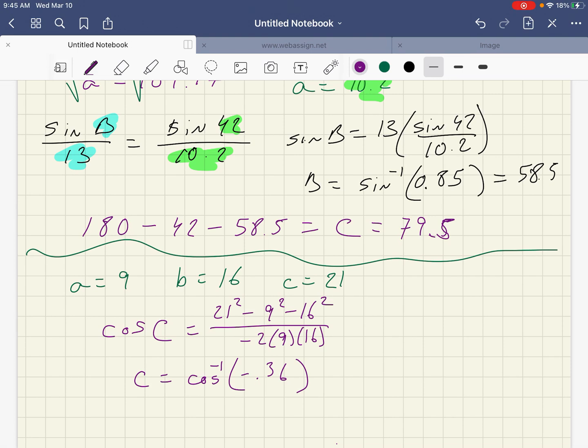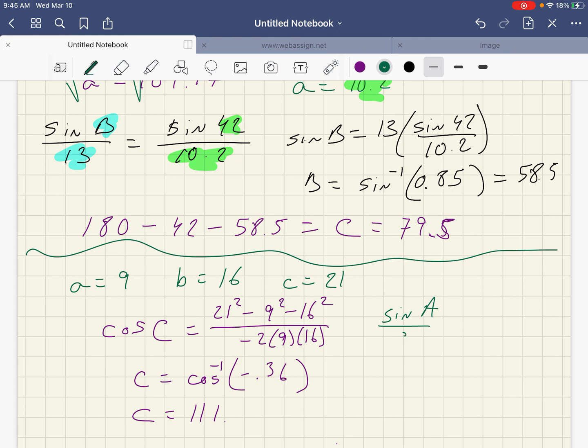So we get -0.36. We do inverse cosine on that. And we get 113, or 111, sorry. 111 degrees. All right, and then once I know that, then I could set up another one, or I can go to law of sines now. So it's up to you whether you want to keep doing this format or if you want to switch to law of sines, because at this point you can.